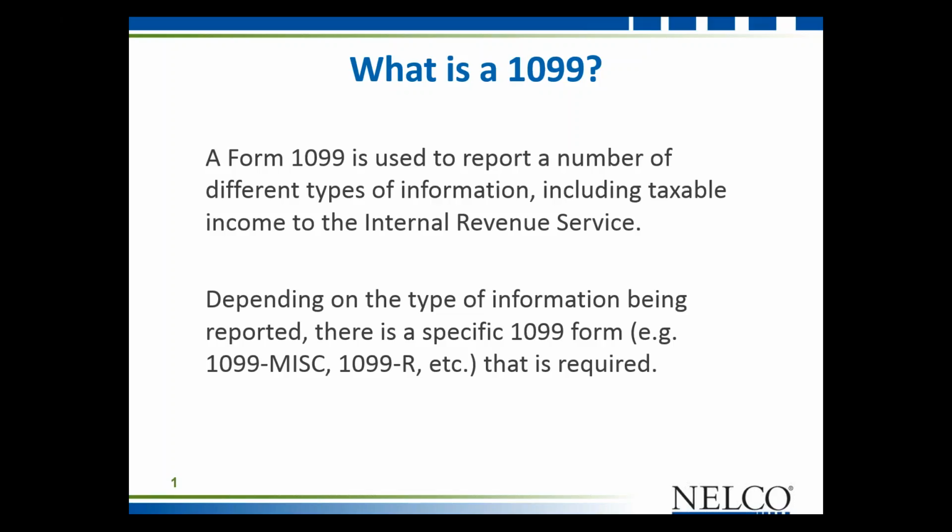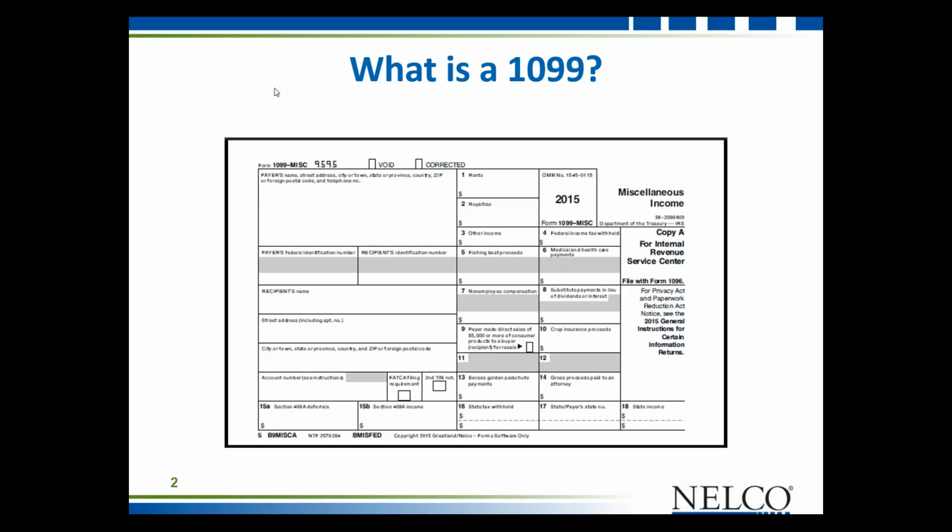For most small businesses, the most common is the 1099-MISC. A 1099-R is for distributions of pensions and annuities. A 1099-DIV is for dividend distributions. There are a lot of different kinds of 1099s. Again, the miscellaneous is the most common one, so that's the one we choose to focus on.